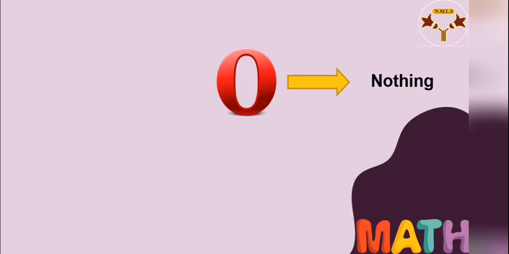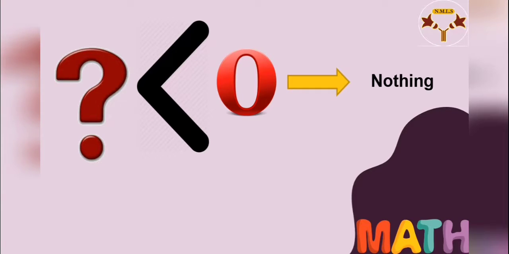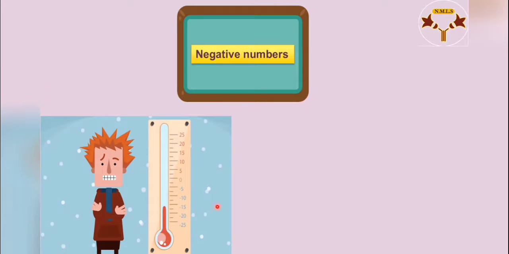So back to the 0, we know that the 0 means nothing, and imagining any number less than 0 is very difficult. But there are many situations in our life where we need to use numbers less than 0, or we can call them negative numbers. For example, let's see some examples of negative numbers and how we can use them in our daily life. In a few cold countries around the world, the temperature goes below 0 degrees, and we can say in some countries that the temperature is, for example, negative 10 degrees Celsius.